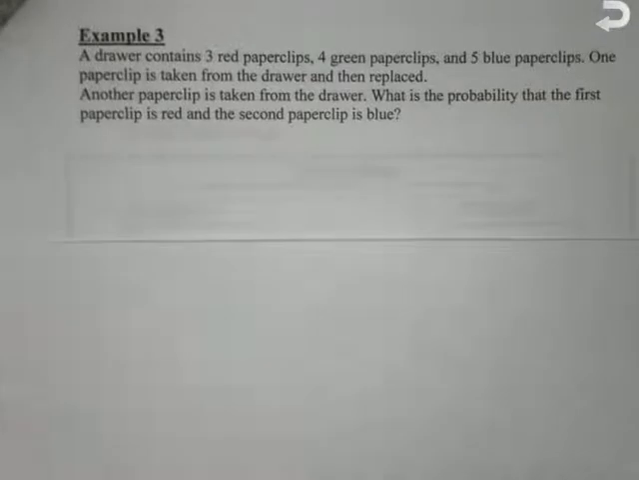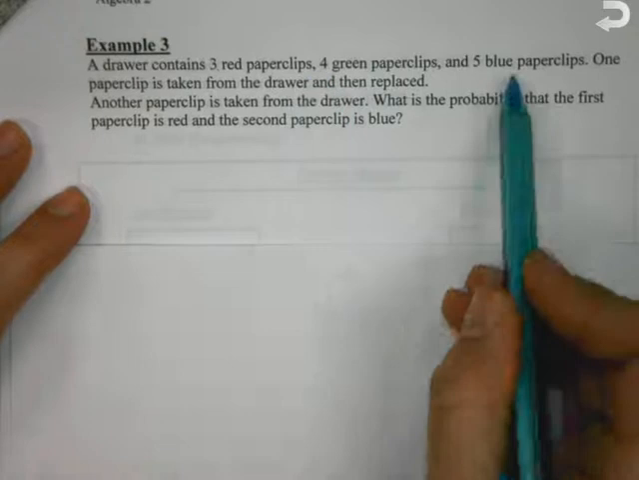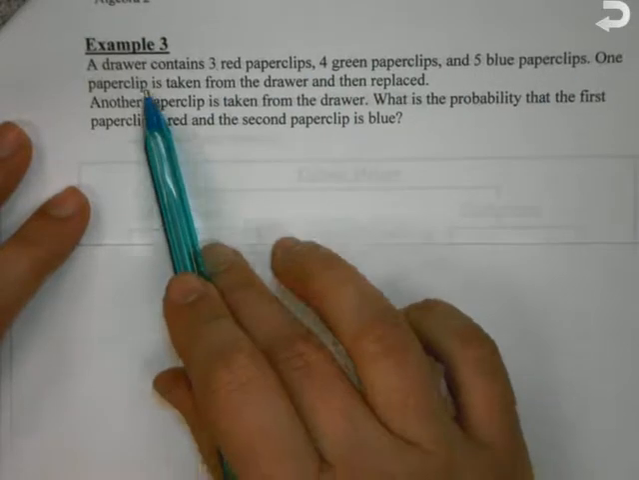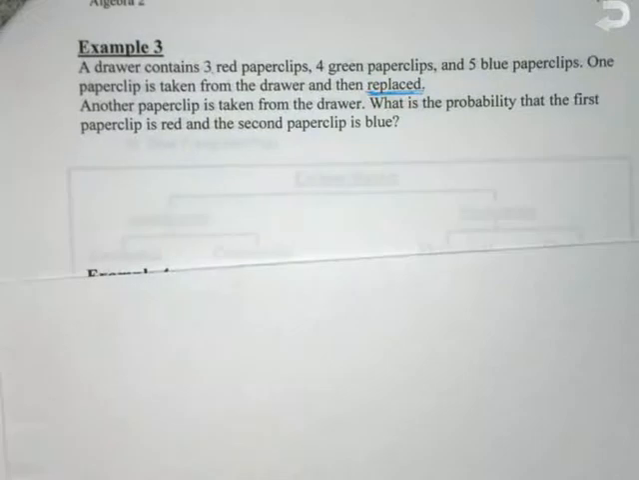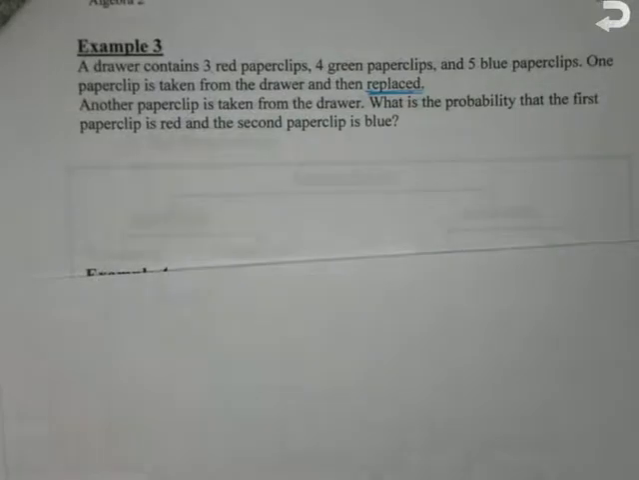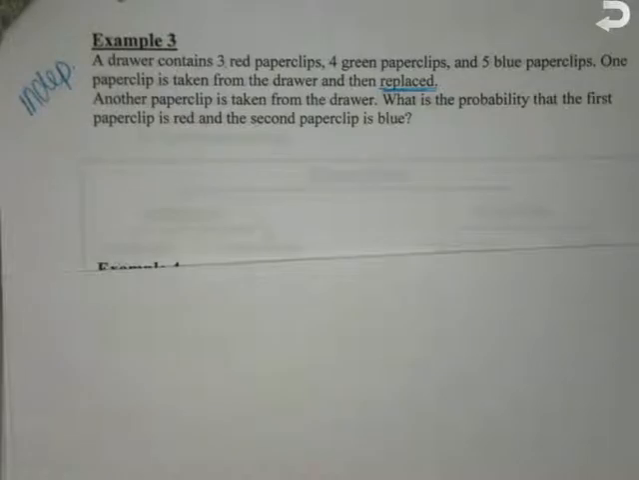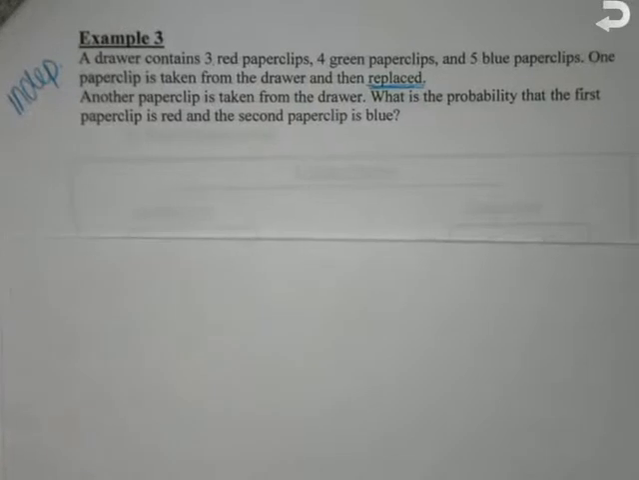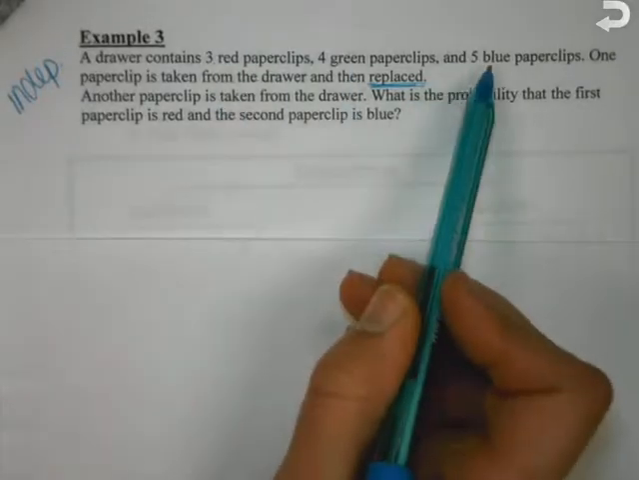Okay, so example 3. A drawer contains 3 red paper clips, 4 green, and 5 blue. 1 paper clip is taken from the drawer and then it is replaced. So since we are taking it out and then replacing it, is that independent or dependent? Independent. Because what I draw the first time, since I put it back, has nothing to do with what I draw the second time. Okay? So how many paper clips total do I have first?